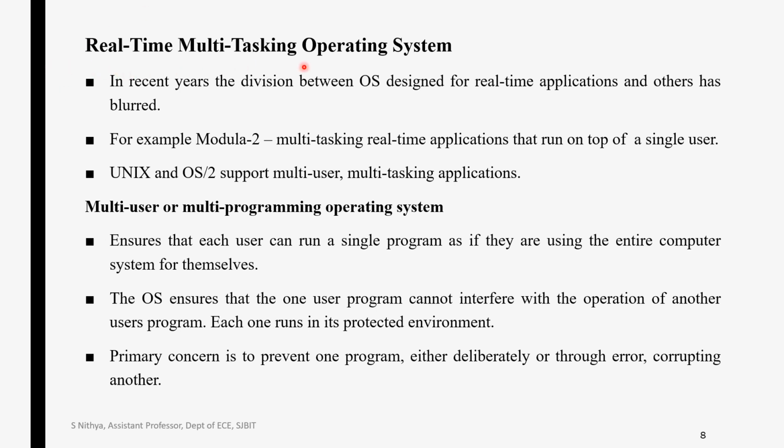Now, for the real-time multitasking operating system, we are going to discuss what a multitasking operating system is. In recent years the division between operating systems designed for real-time applications and others has blurred. For example, Modula-2 is a multitasking real-time application that runs on top of a single-user system, and Unix and OS/2 support multi-user and multitasking applications. So now we are going to talk about what a multi-user and a multitasking operating system are, and the difference between them.